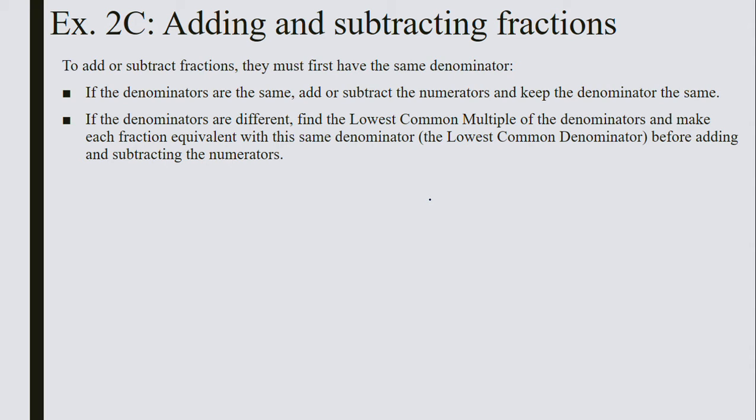If, however, the denominators are different, you need to find the lowest common multiple of the denominators. We call this the lowest common denominator. We make the fractions equivalent so that they both or all have the same denominator, and then you can add or subtract as you would if they were already the same, looking only across the numerators.